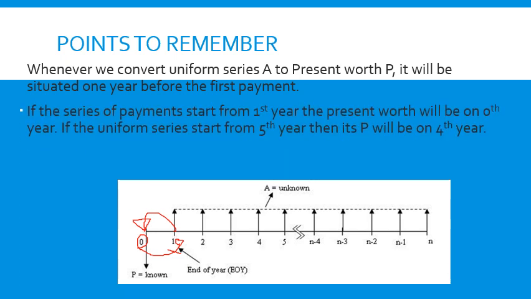If the uniform series starts from the 5th year, its P will be on the 4th year, and it continues like that. If the first payment is on the 8th year, its P will be on the 7th year. From the 8th year, it cannot directly jump to the 0th year. It can only be pushed back by just 1 year. That's another important point that you need to remember.